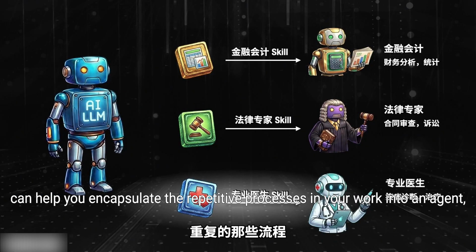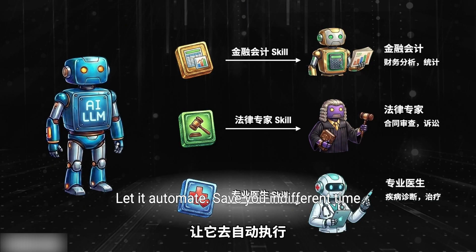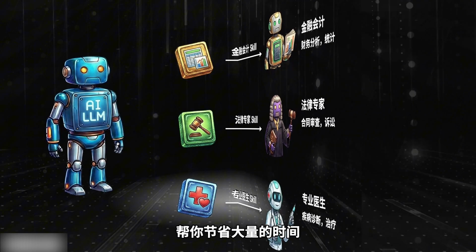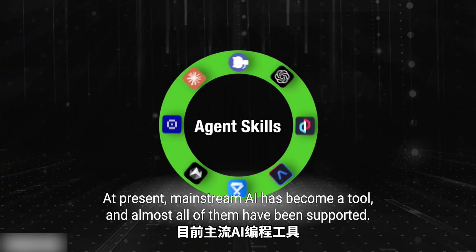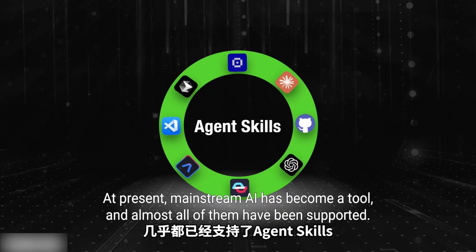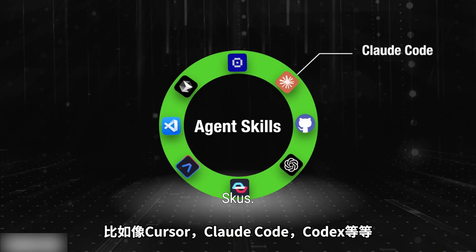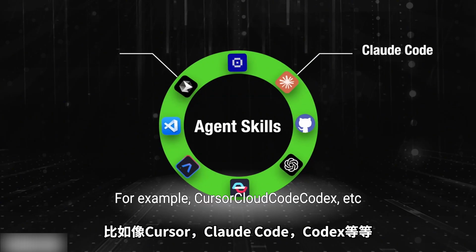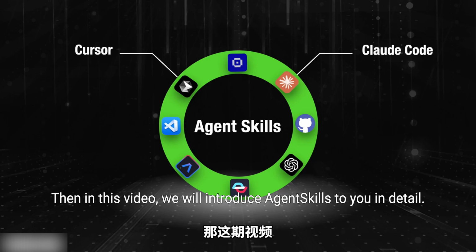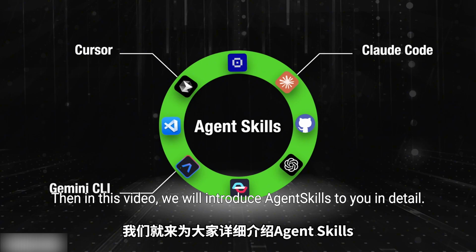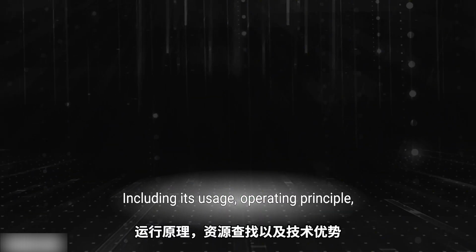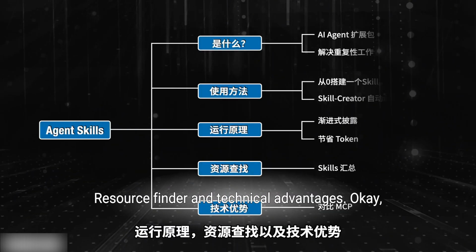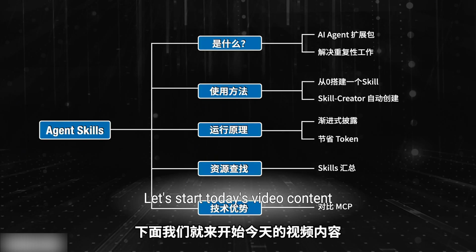Can help you encapsulate the repetitive processes in your work into an agent, letting it automate and save you time. And as it is used more and more widely, at present, mainstream AI tools have almost all supported skills, for example, Cursor, Claude Code, Codex, etc. Then in this video, we will introduce agent skills to you in detail, including its usage, operating principle, resource finder, and technical advantages. Okay, let's start today's video content.